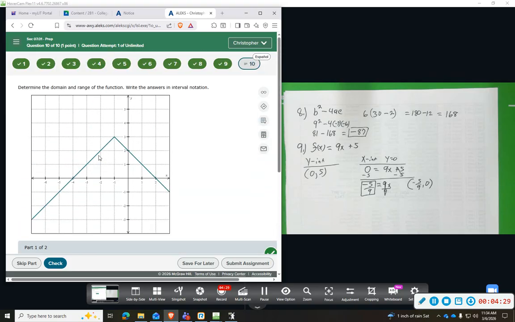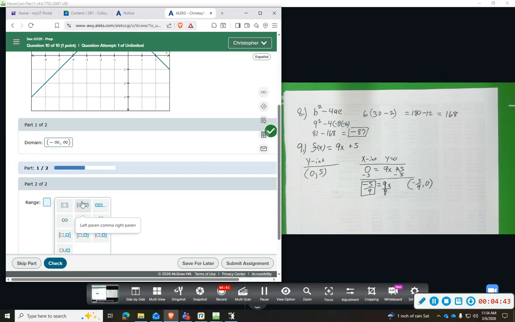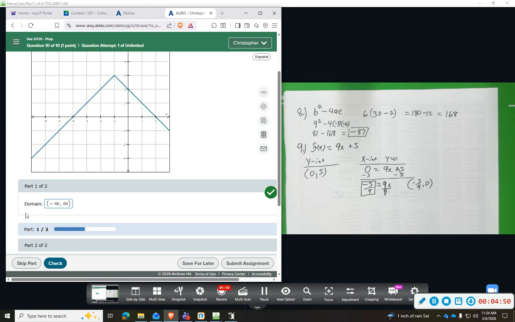And then our range is going to be top to bottom, the y values. So we always go to the lowest point first. As we can see, this graph is going downward, and it looks like it runs off the page. So it's going to continue to go downward forever and ever. That means the lower end of my range is going to be negative infinity, because this graph is going to continue to go down.